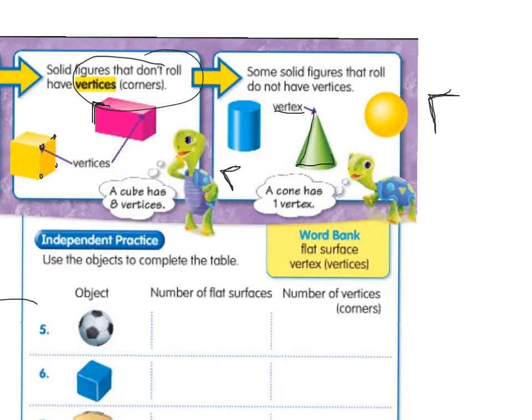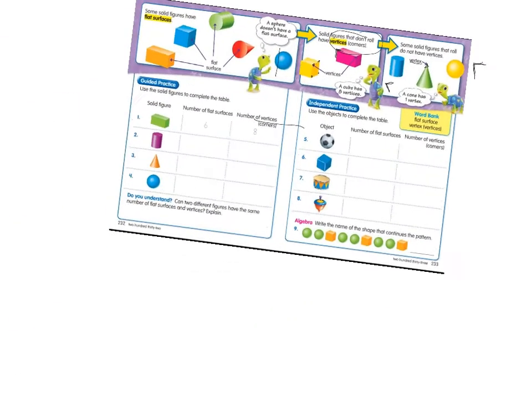A vertex is kind of like a corner, but you would find it more on a cone, right where it shows you right up there. Okay, so it's also known as a vertice, basically. So vertices and vertex are kind of like the same thing, but we call vertices corners, and then a vertex you would just refer to as the tip of a cone. So let's go down to number 1.